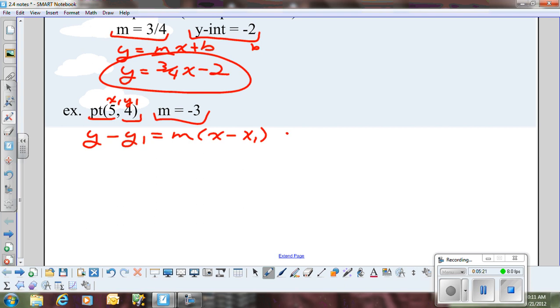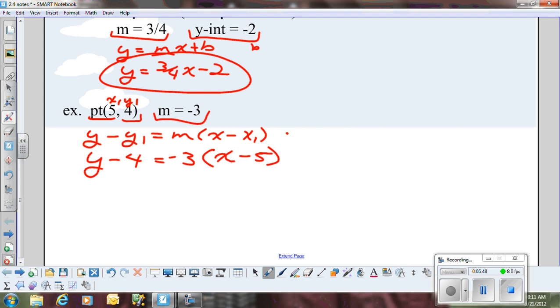The y stays just a y. Minus. Now my y1, I look up here, that's labeled, it's a 4. Equals, m is -3. My x stays as an x. My x1 is a 5. And there's my linear equation in point-slope form. Any questions about how I substituted there?